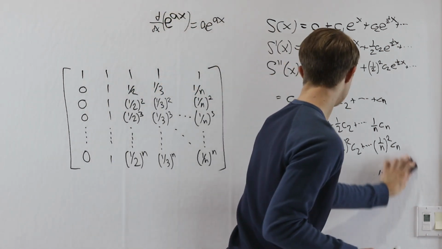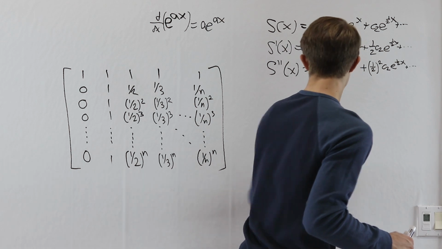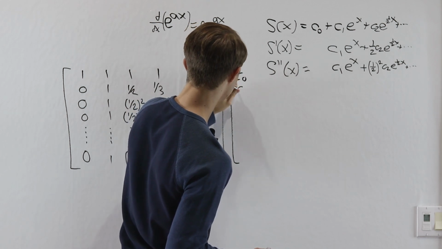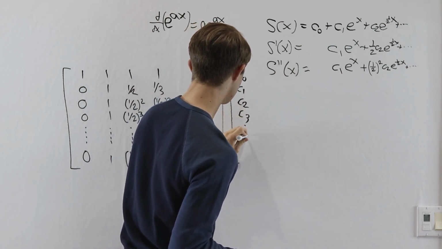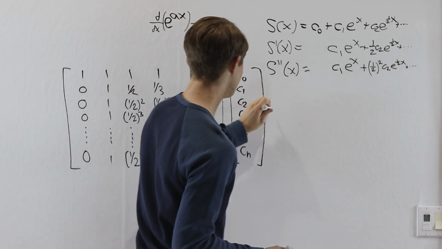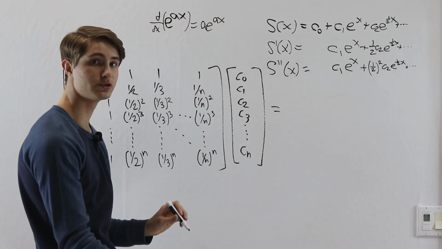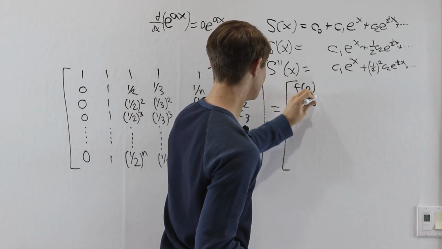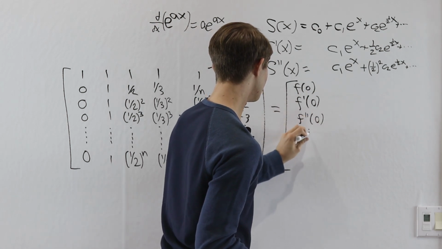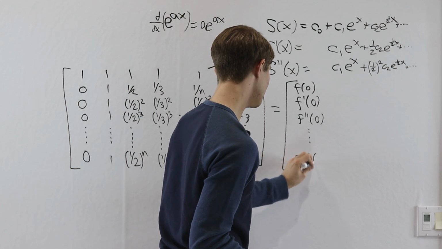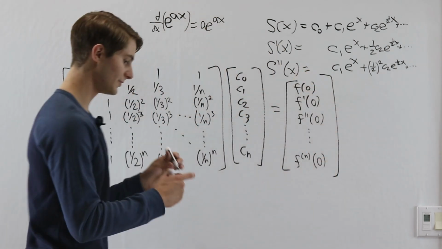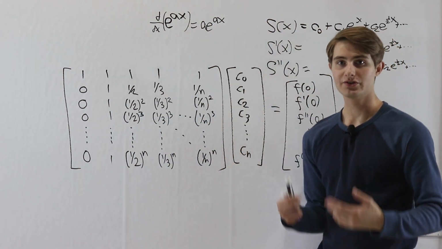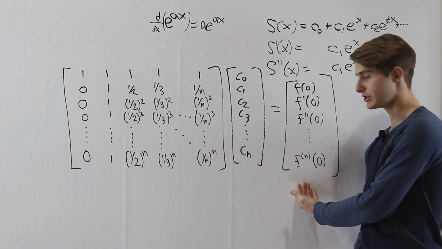So if we make a little more space to write down the entire equation, remember this is the coefficient matrix that we're going to multiply by the constants, c0, c1, c2, c3, all the way down to cn. And this is equal to all of those derivatives of f. So we'll have f of 0, f prime of 0, f double prime of 0, and so on, all the way to the nth derivative of f evaluated at 0. So this is the super big matrix equation for the nth order exponential series of our function f.